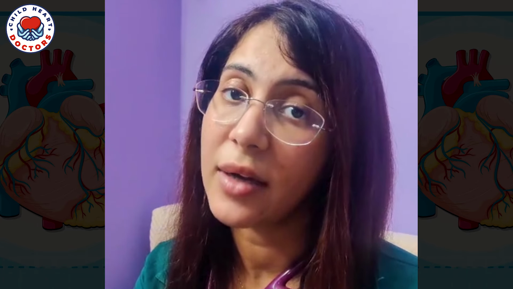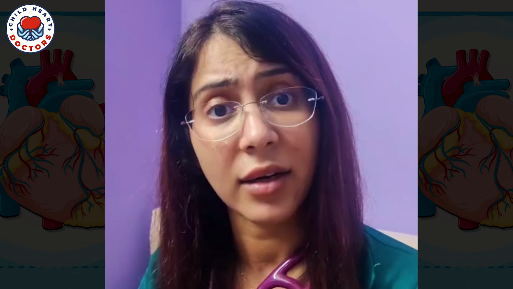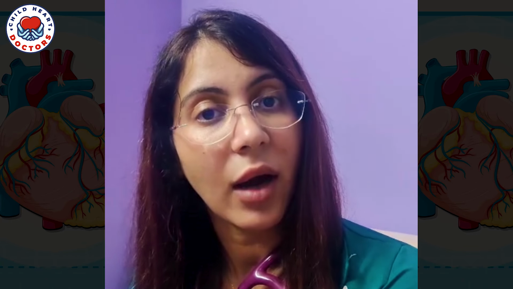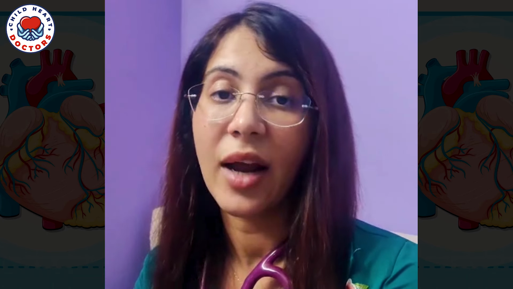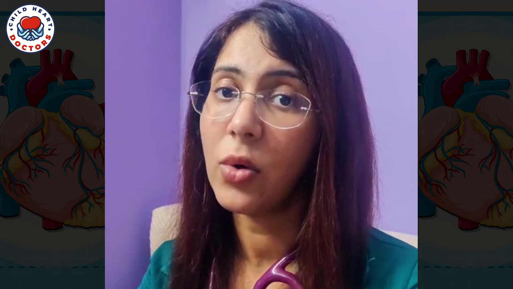Similar to acyanotic heart diseases like ASD, VSDs and PDA, there are some complex heart diseases which are also acyanotic at birth, like truncus arteriosus. Usually from the heart there are two arteries which come out. From the right side of the heart is the pulmonary artery which supplies our lungs, and from the left side of the heart is the aorta which supplies the whole body.